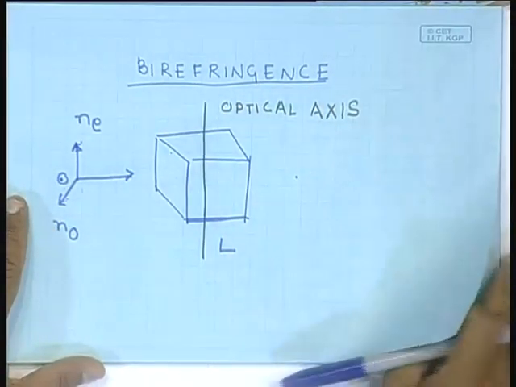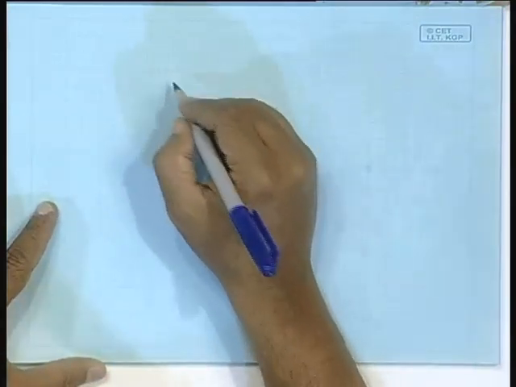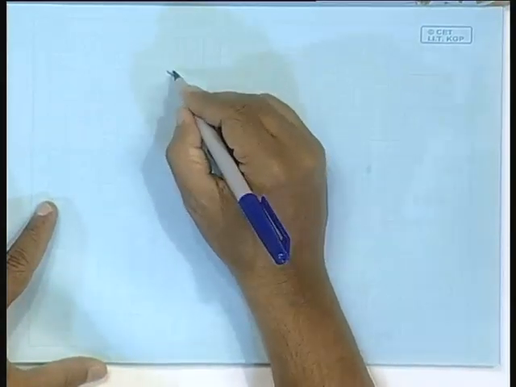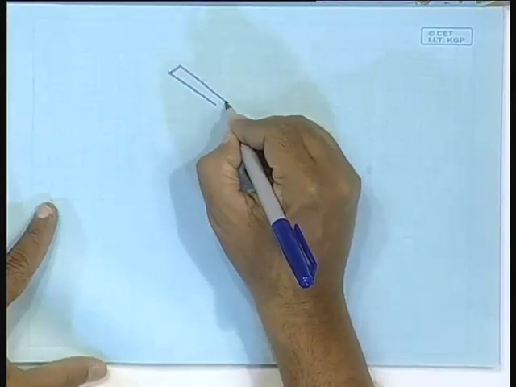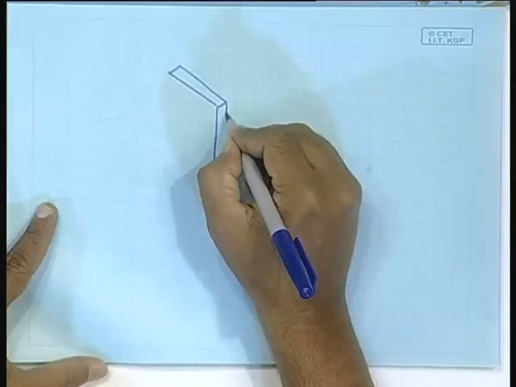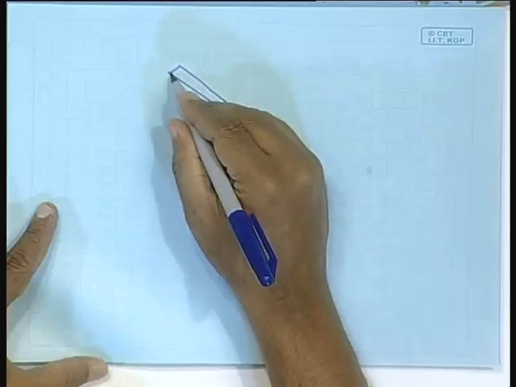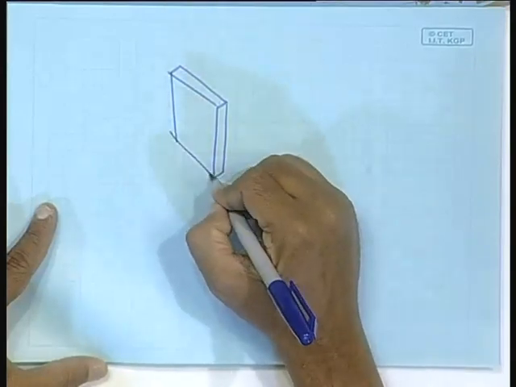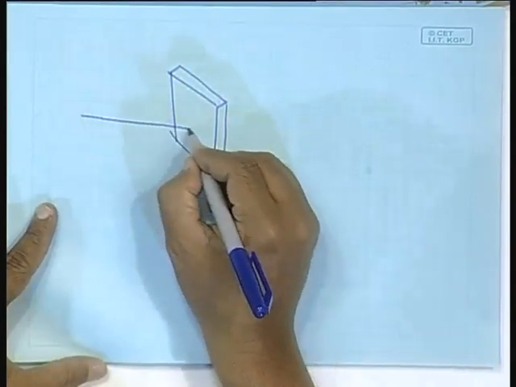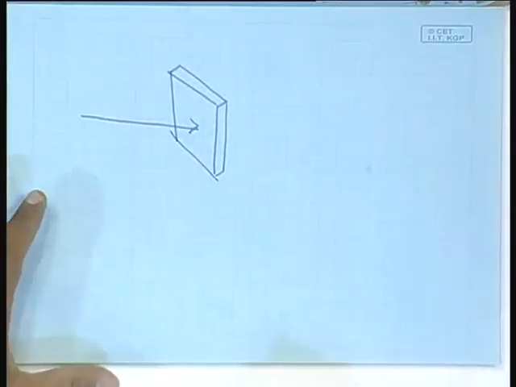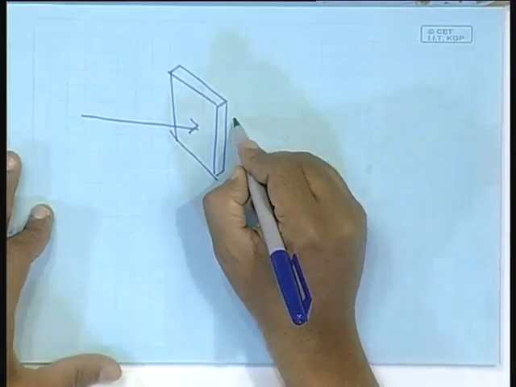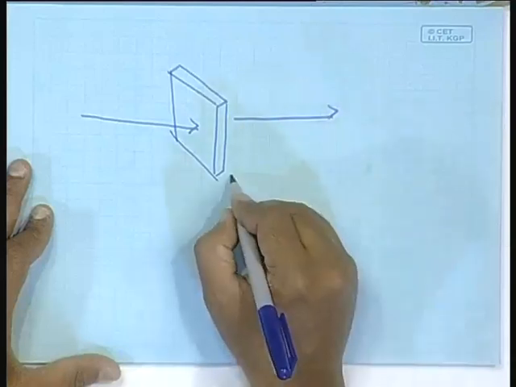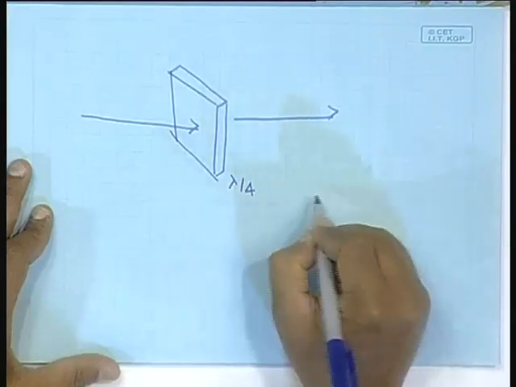Let me demonstrate its utility. So, we have a quarter wave plate over here. Let me draw the quarter wave plate. So, this is the quarter wave plate. And there is light incident on it like this, and the light comes out. So, this is a quarter wave, lambda by 4, plate.